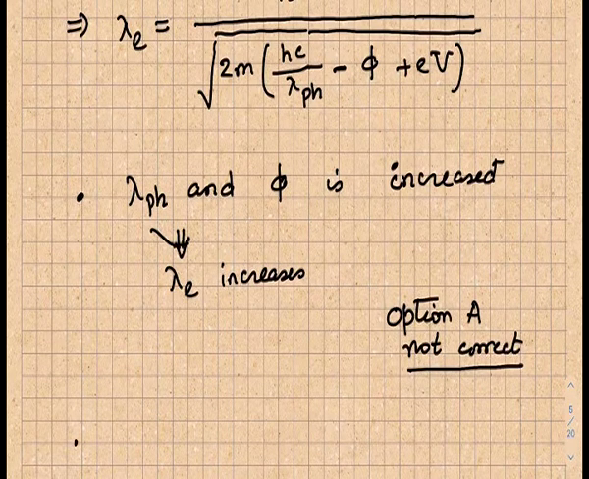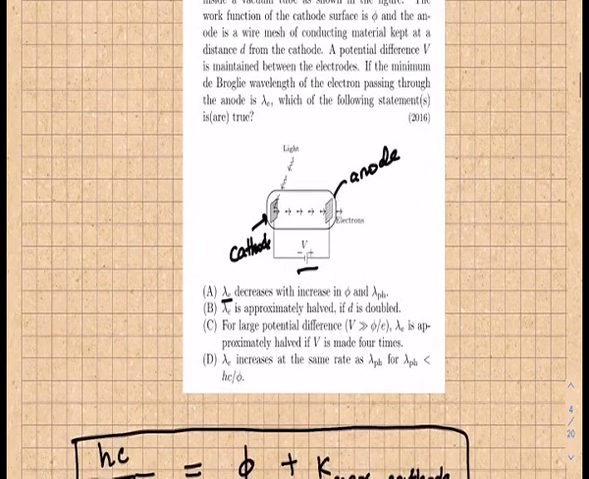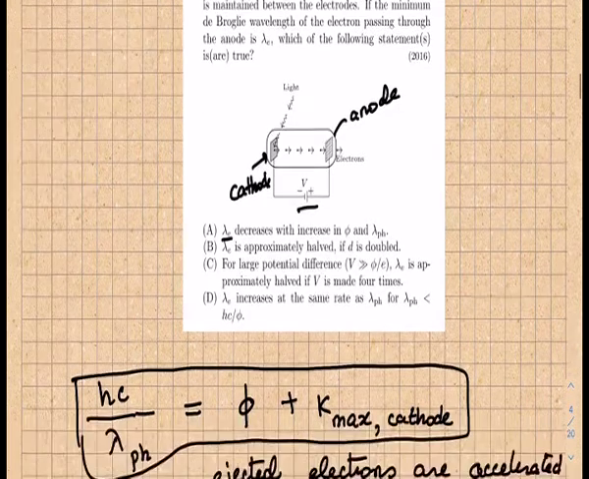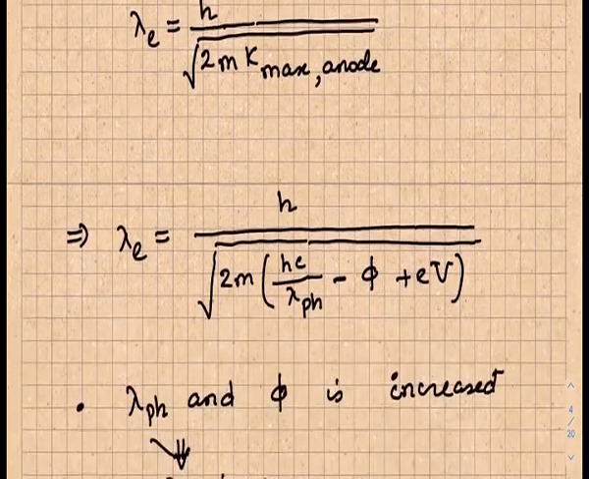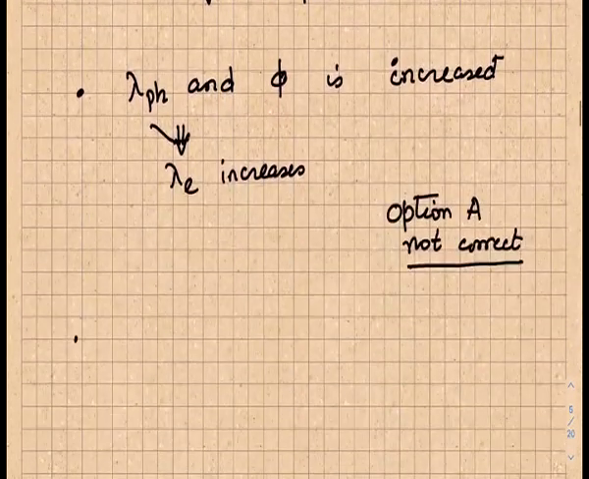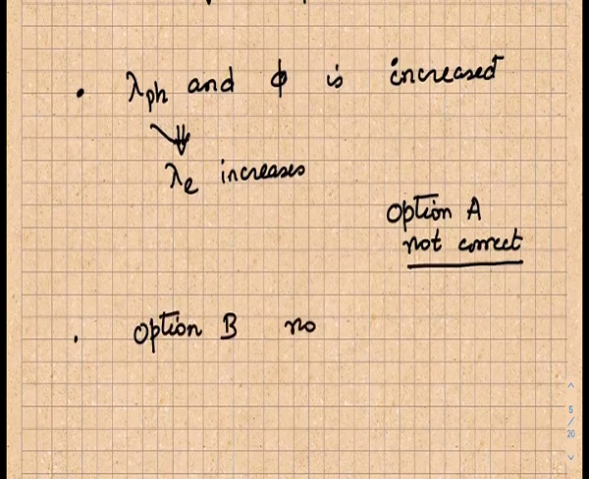Now coming to the second option, lambda e is approximately halved if d is doubled. That is also not correct, because in the expression for lambda e there is no dependency on d, right? So therefore automatically I can rule out option B. Option B is not correct.